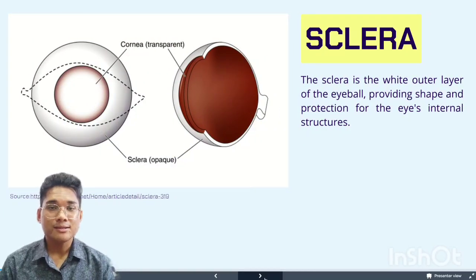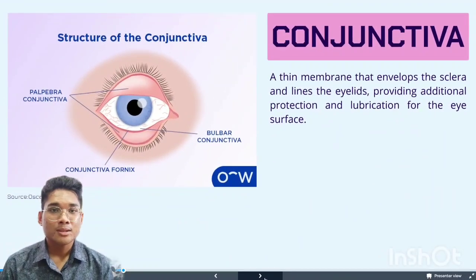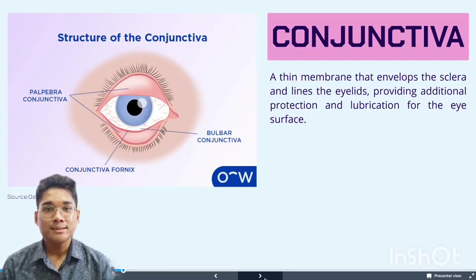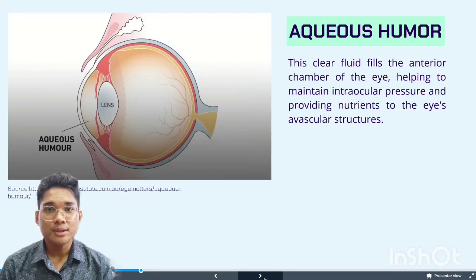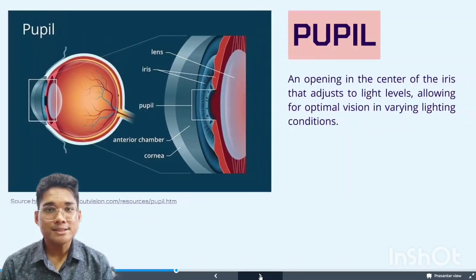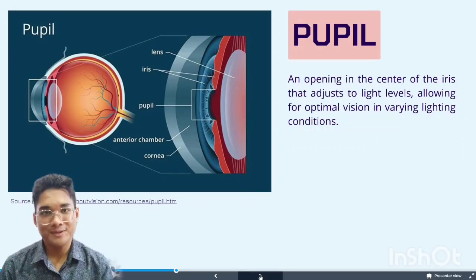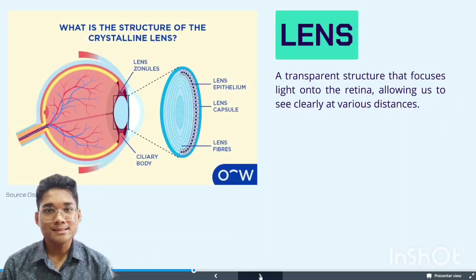Next, sclera. Sclera is the white part of the eye, which provides its shape and structure. And conjunctiva. This clear layer lines the sclera and eyelids. Aqueous humor. It's a fluid that maintains the eye's shape by creating pressure. For iris and pupil, the iris controls the size of the pupil, which acts like an adjustable window to control light entering the eye. Lens. It focuses light onto the retina.